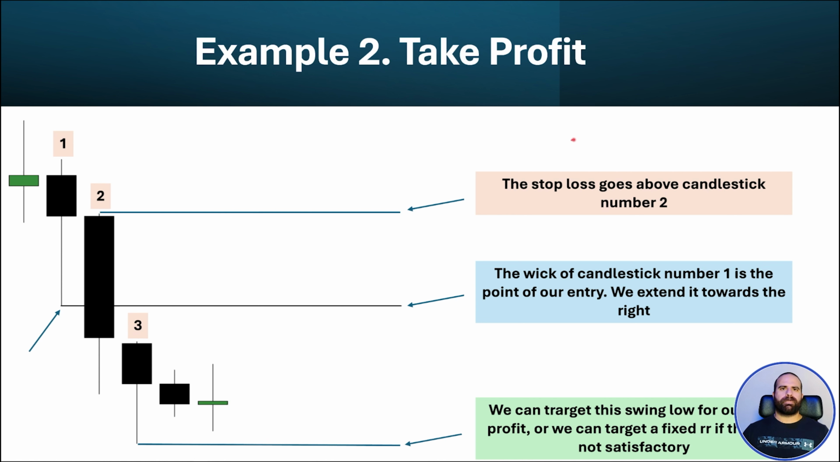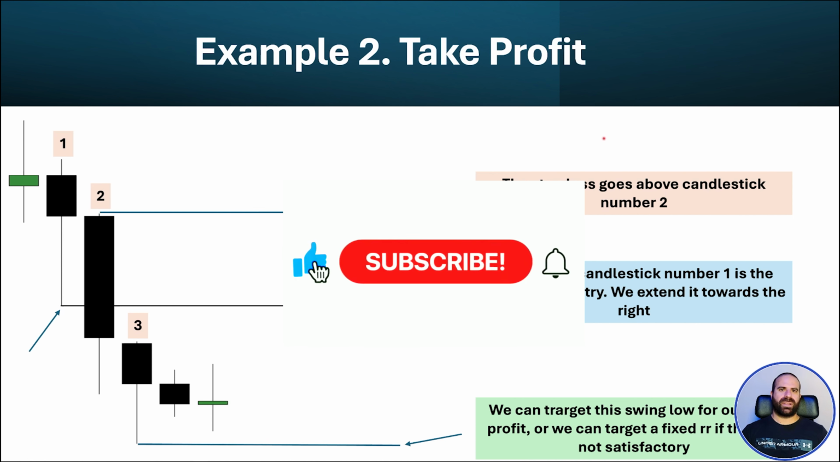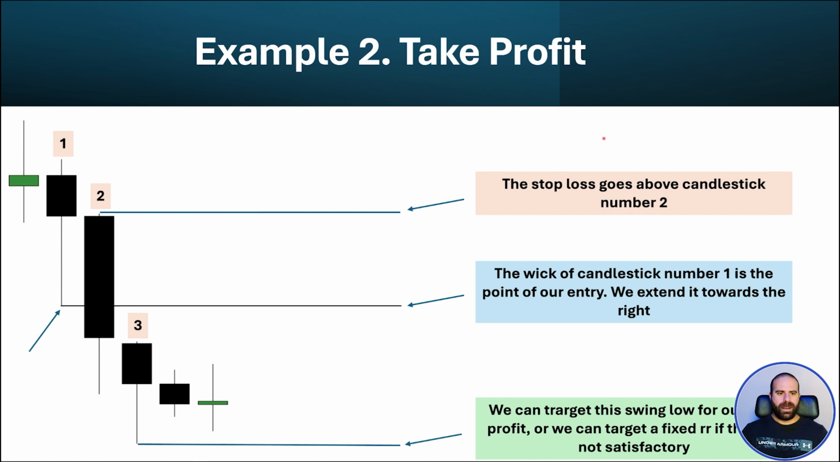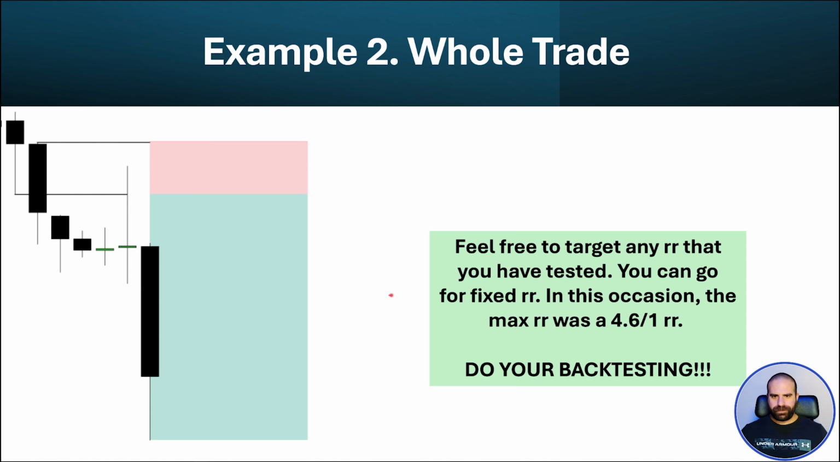I do not recall. But as I said, if I would be using this strategy, which I'm not, I'm using a way better strategy than this one. But this is the free YouTube channel, and this is more than enough for the free YouTube channel. Then you would be going either for the low, which happens in this occasion to be candlestick number 3 as well, or you would be going for a fixed reward to risk, which I highly suggest if you are to use this strategy, and I would personally go for a 3-to-1 RR. In this occasion, the max reward to risk would have been a 4.6-to-1 RR, but you wouldn't know that, so going for a 3-to-1 is fantastic.